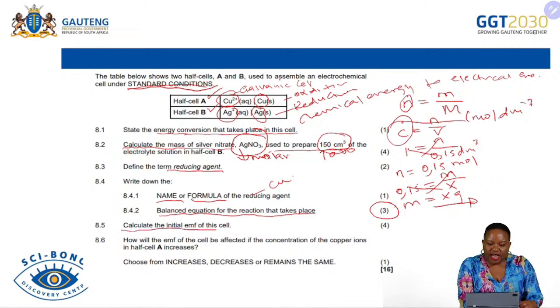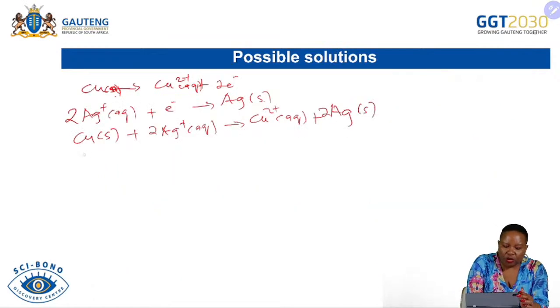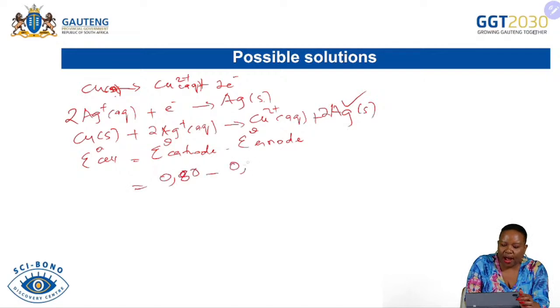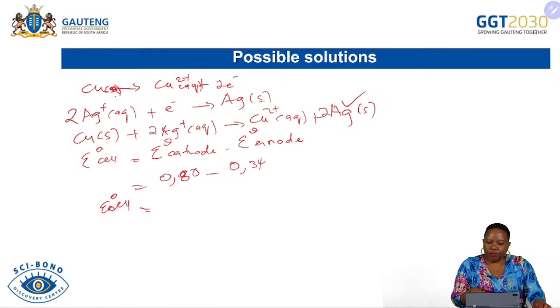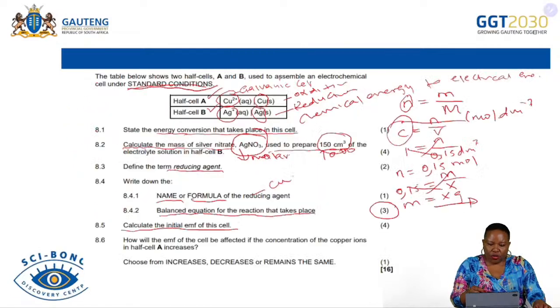And then calculate the initial EMF of this cell. So when we calculate the initial EMF, we know that we're going to use E theta cell, which is going to be E theta cathode subtract E theta anode. Then we have already identified our silver half cell as our cathode, so it's going to be 0.80 subtract 0.34, and then we get our EMF for the cell, or E theta cell for this cell. Okay, let me just go back again.